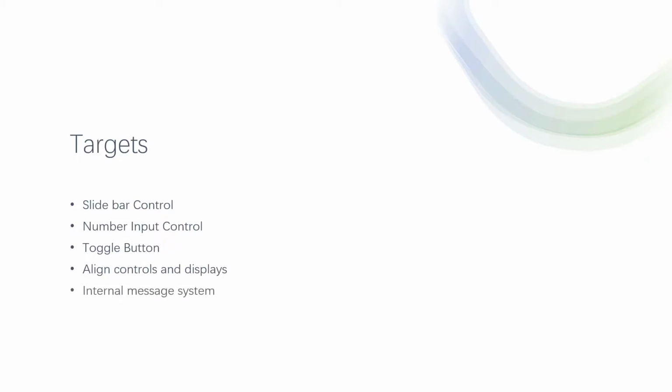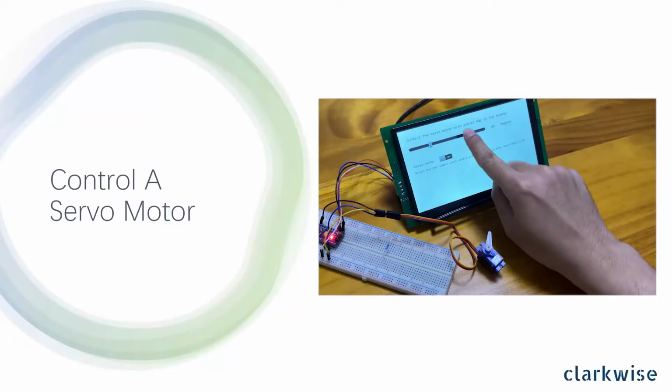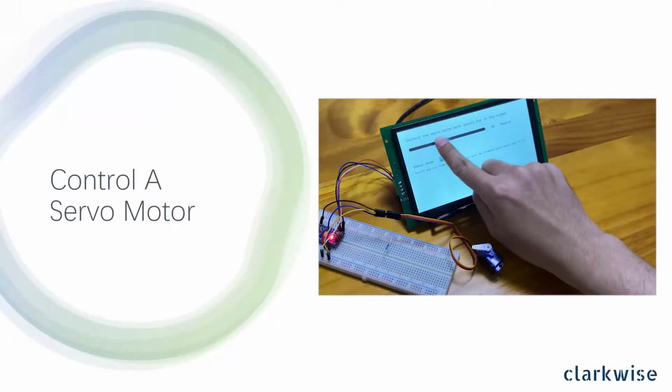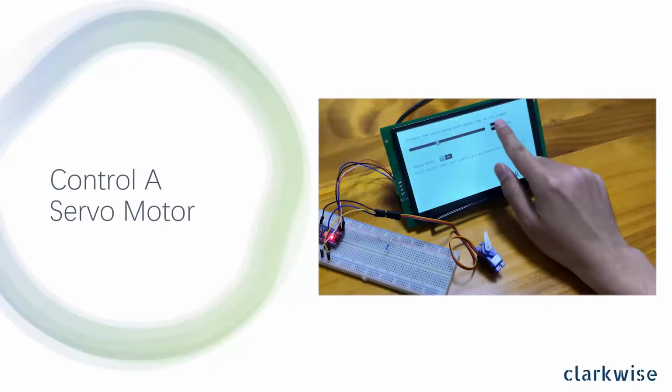In this episode, we will learn how to use the select bar control, the number input control, toggle button, and how to align controls and displays. And we will learn the internal message system. And then we connect everything with your Arduino device, and we make a control of a servo motor. Let's see an example here.